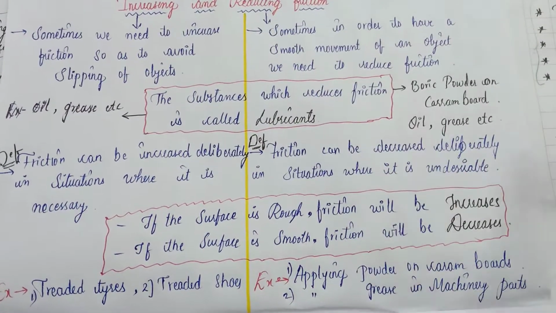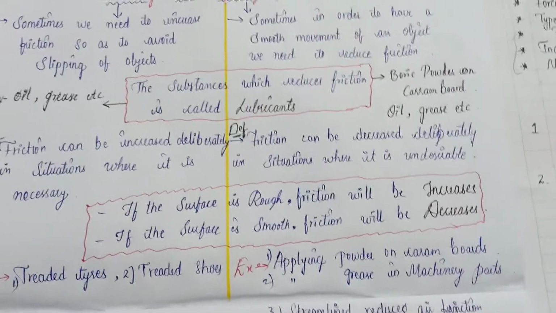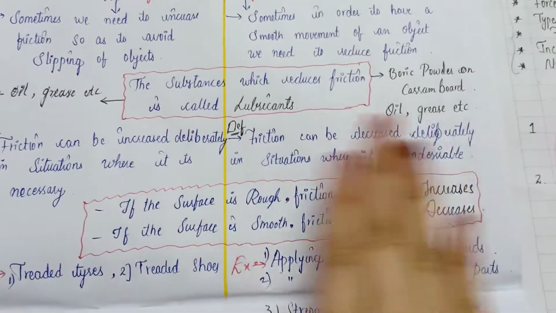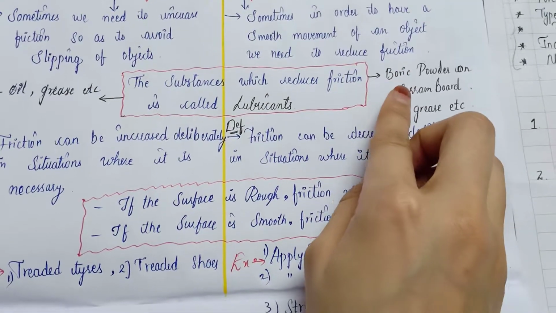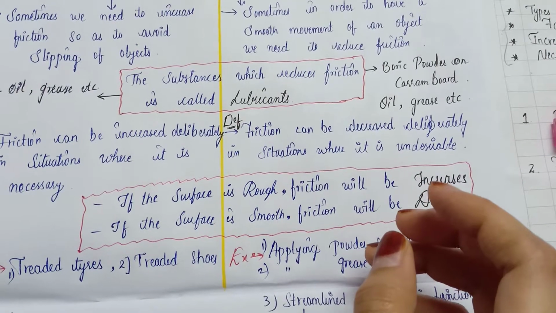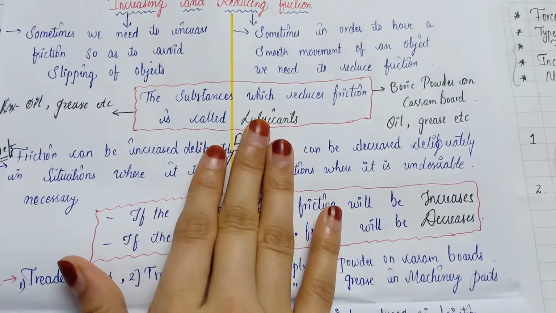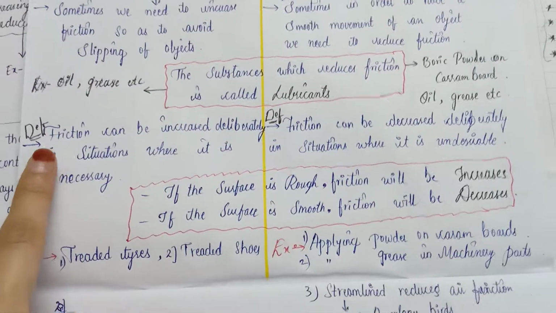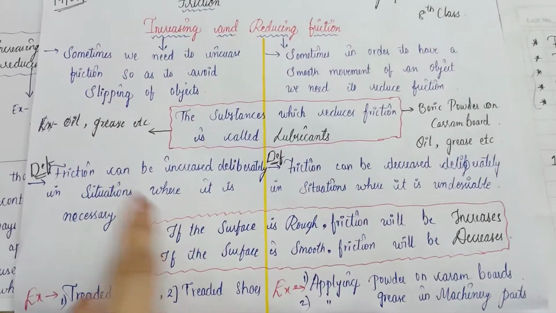reducing friction. The boric powder on a carom board: when we play carom, we sprinkle some powder on it for the smoothness of the surface. That powder is nothing but boric powder. And the oil and the grease are some of the lubricants.